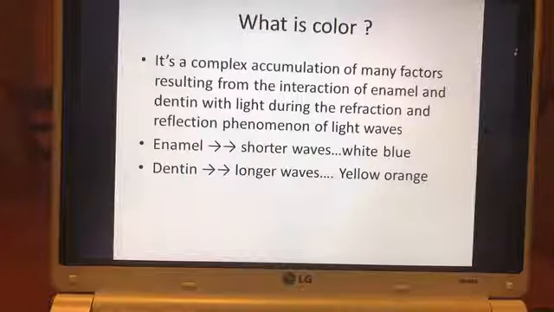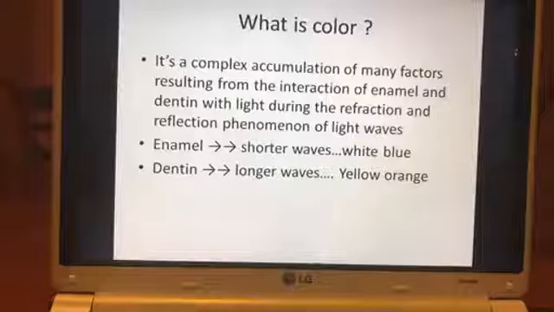So if you, for example, change the object, an apple color is different from an orange color. If you change the light source, a fluorescent light, an incandescent light, an indirect sunlight, whatever, it's going to give you some variation in the color. If you use a different perceiver, a different eye of the viewer, you can also get a different perception of the color.